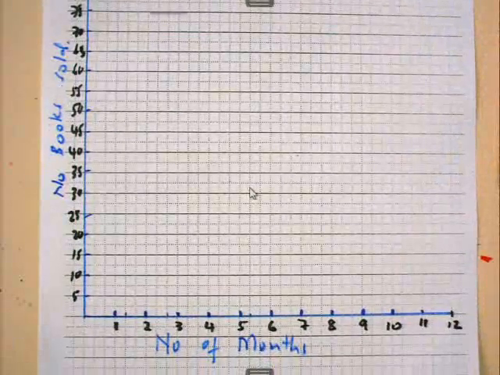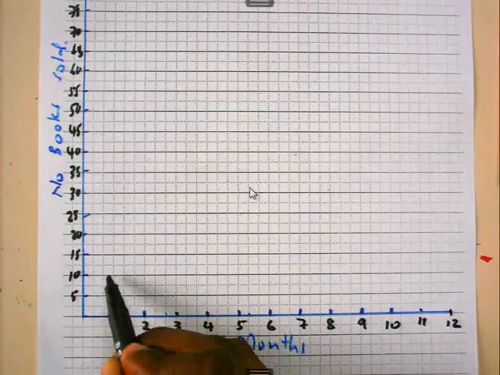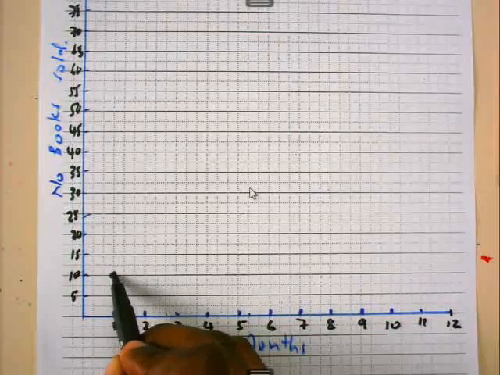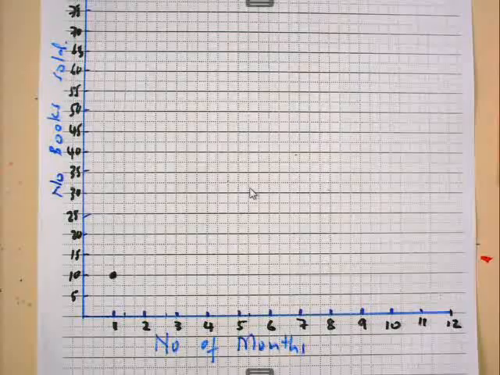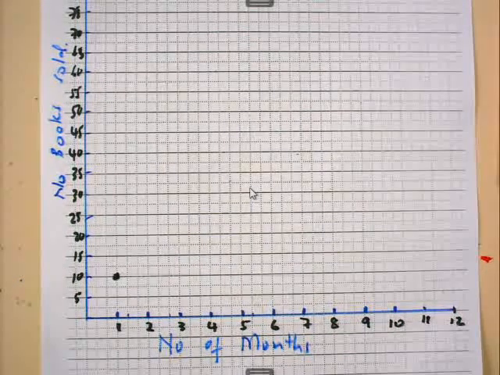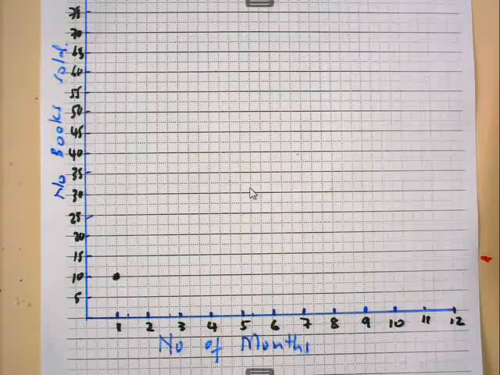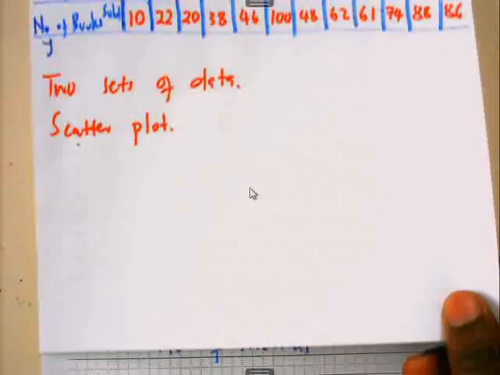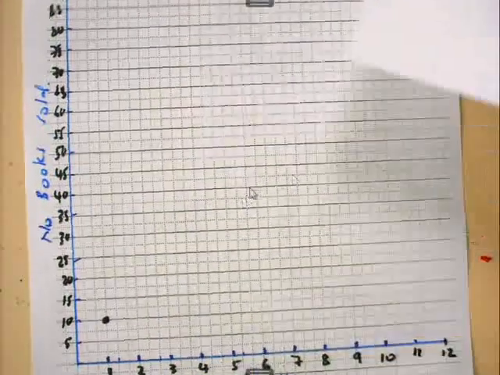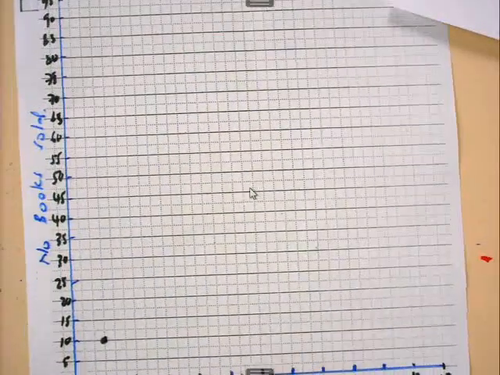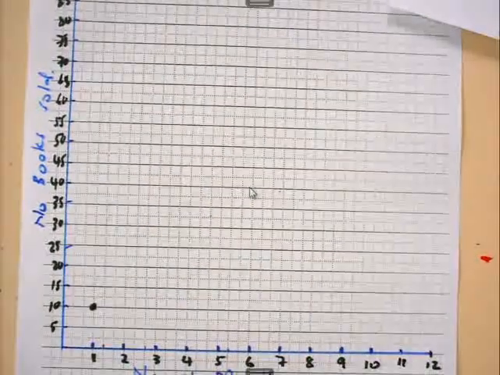Now, on our scatter plot, this is what we do. The first month, it was 10 books sold. Do you all agree with that? First month, 10 books sold. Can you all see that? Good. And the second month, maybe I should keep the information here. The second month, how many books were sold? 22 books. Good.